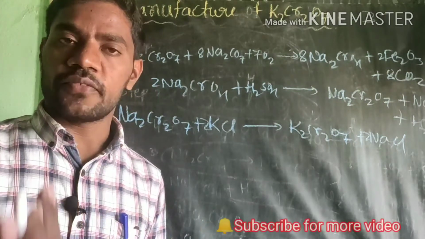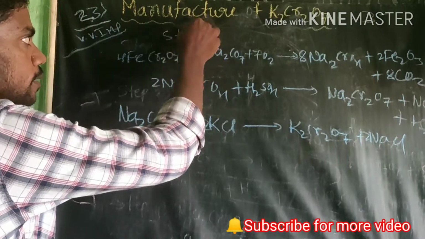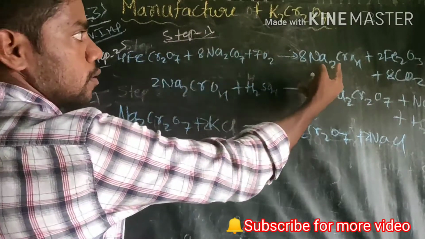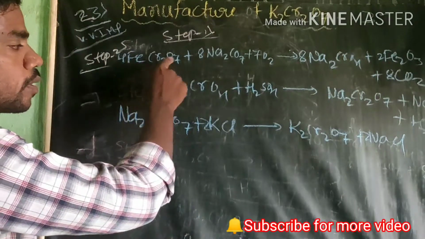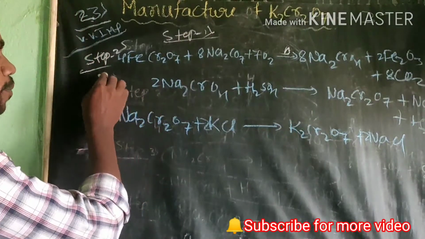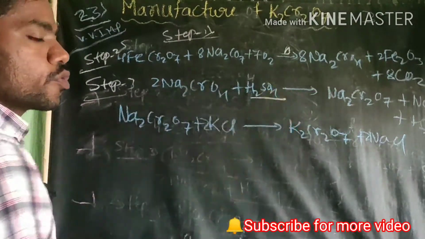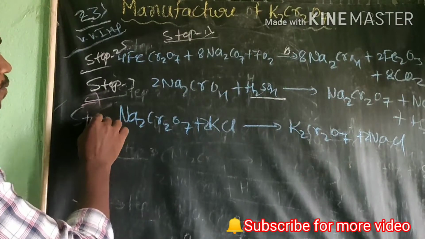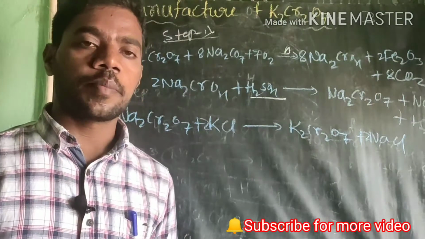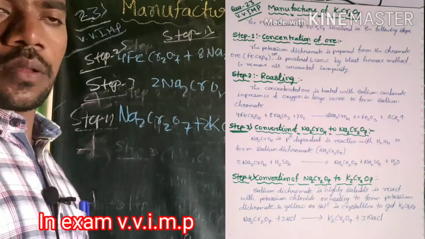Manufacture of potassium dichromate has the following steps. Step 1, concentration of ore. Step 2, conversion of chromate ore to sodium chromate: the iron chromate ore reacts with sodium carbonate in the presence of oxygen, and on heating gives sodium chromate. Step 3, sodium chromate is converted into sodium dichromate when heated with H2SO4. Step 4, sodium dichromate reacts with potassium chloride and gives rise to potassium dichromate. Therefore, practice, dear students, very important question for 3 marks. That is the 23rd question. Okay, next.